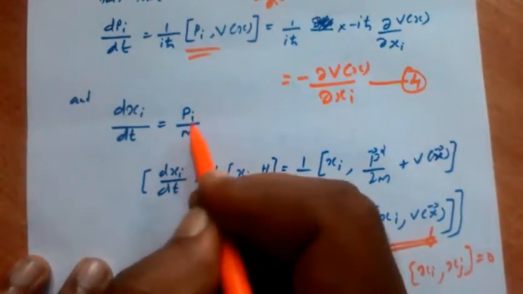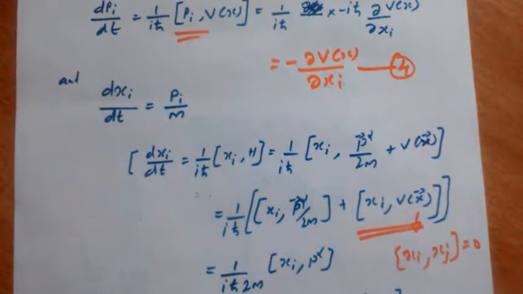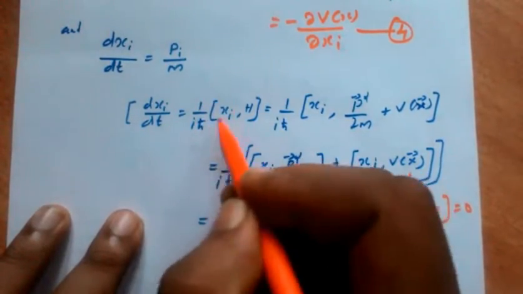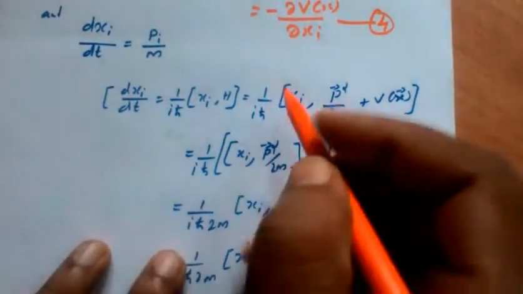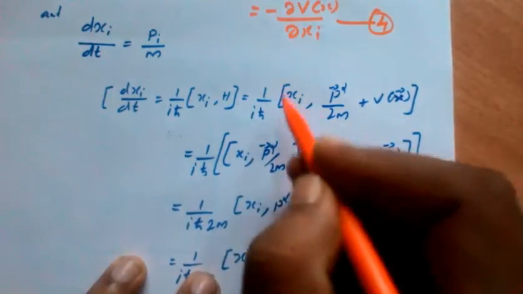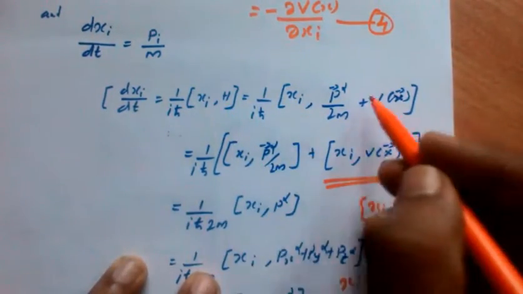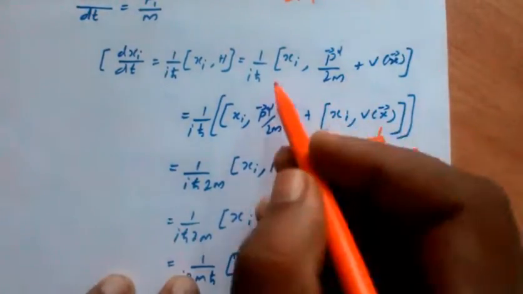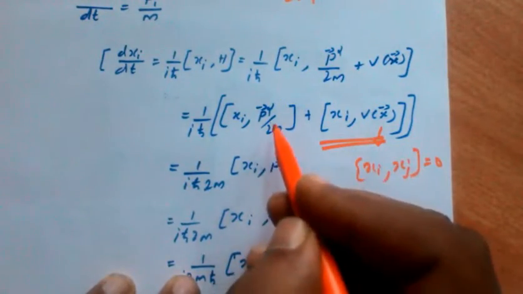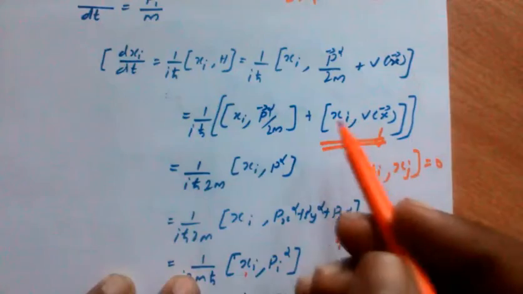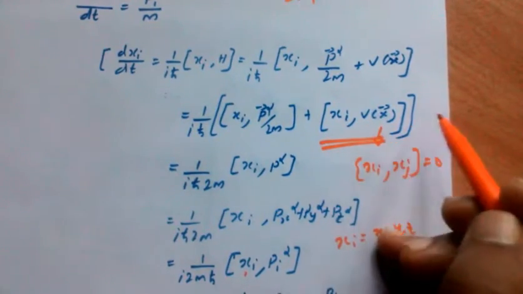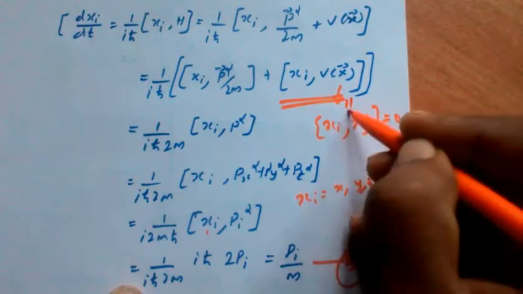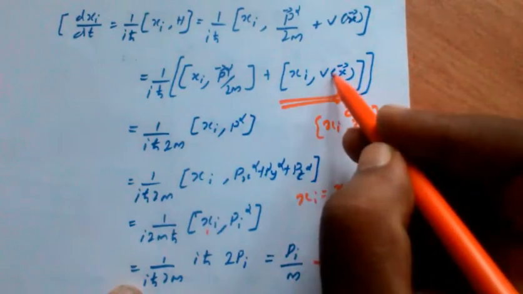Next again we find d xi over dt, which is equal to pi over m. I'll explain how to find it. d xi over dt equals 1 over h cross, the commutator of xi and H. This is our usual equation. That is equal to 1 over h cross, where the Hamiltonian is p square over 2m plus V of x, and this we can write as the commutator of xi with p square over 2m plus the commutator of xi with V of x, and this will be 0, because V is a function of x.